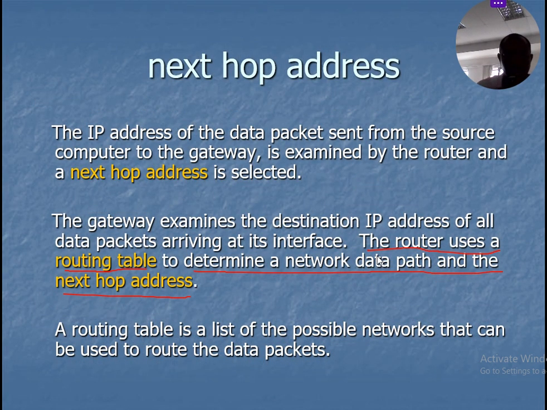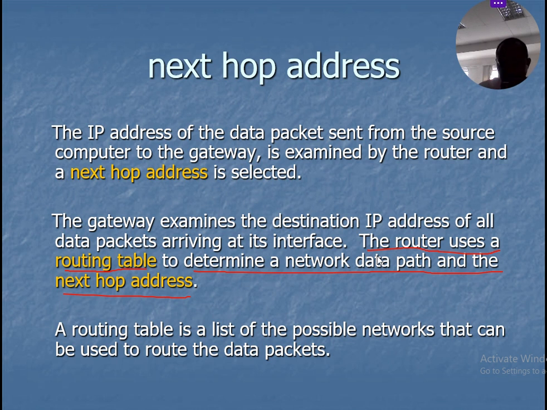Next hop address. The IP address of a data packet sent from the source computer to the gateway is examined by the router first and foremost. The IP address of the data packet will be examined by the router, and then a next hop address is selected. So once the router examines it, it knows where the data packet will be going, and it will select the next hop address.